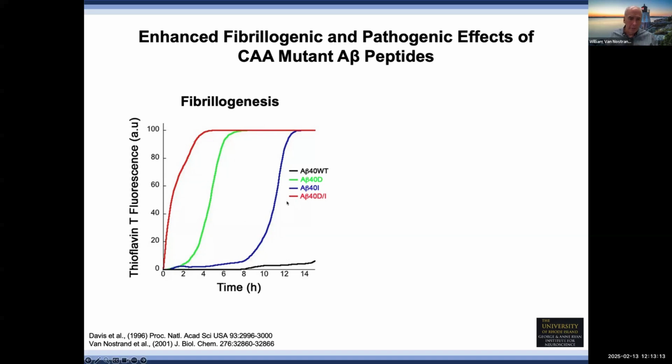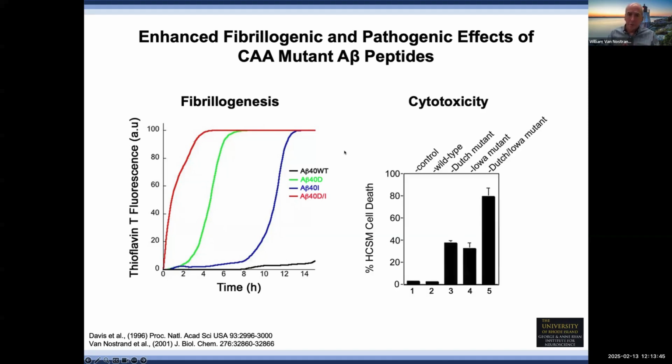However, in the presence of the Iowa mutation in blue or the Dutch mutation in green, you can see this lag time is dramatically reduced and you see rapid formation of amyloid fibrils. Now, during the course of these studies, we generated a chimeric form of a mutant A-beta that harbored both the Dutch and the Iowa mutation. And what we found is that this is even more fibrillogenic. You can see there's a very short lag time, and it rapidly assembles into fibrils, much more rapidly than either the Dutch or Iowa mutation alone.